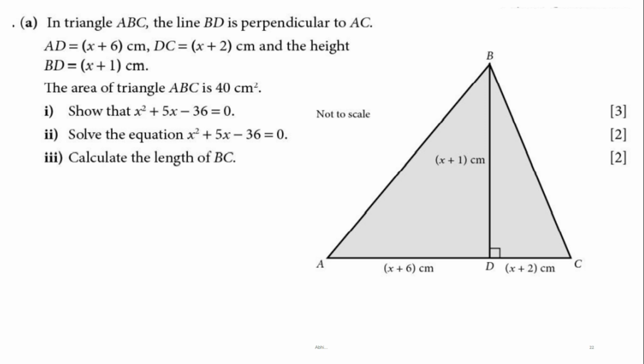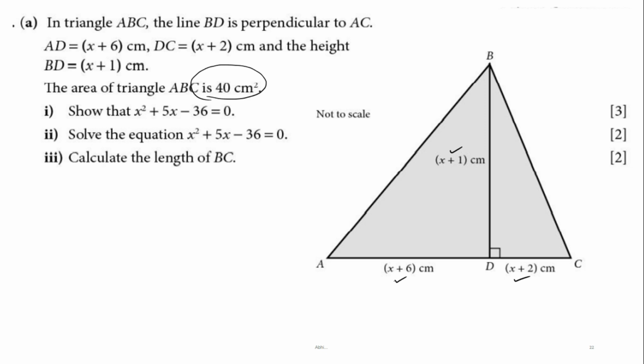In triangle ABC, the line BD is perpendicular to AC, and AD is x plus 6 centimeter and DC is x plus 2 centimeter. The height BD is given as x plus 1 centimeter. The area of the triangle is 40 centimeters square. Show that x squared plus 5x minus 36 equals 0.